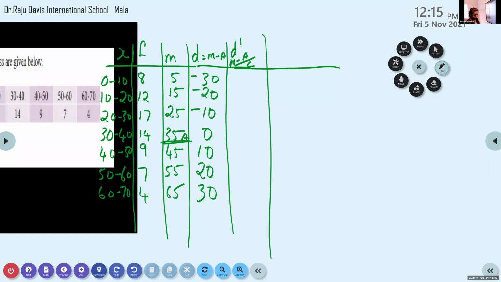D is equal to M minus A, right? D dash. What is C? That's what you're asking. Common factor. In the last question we took this C. It's not from midpoint. It is from deviations. Deviations only you have to take.